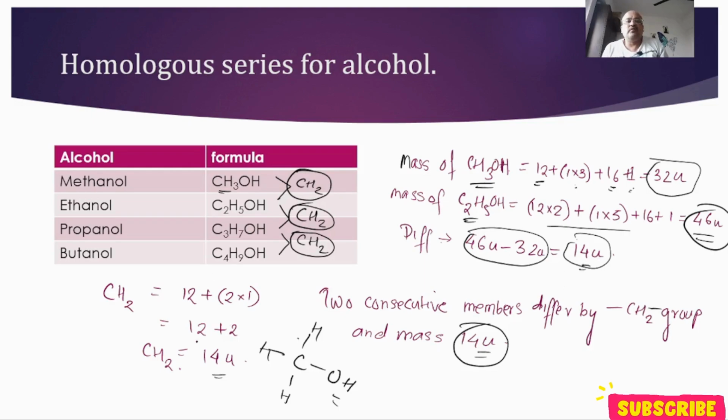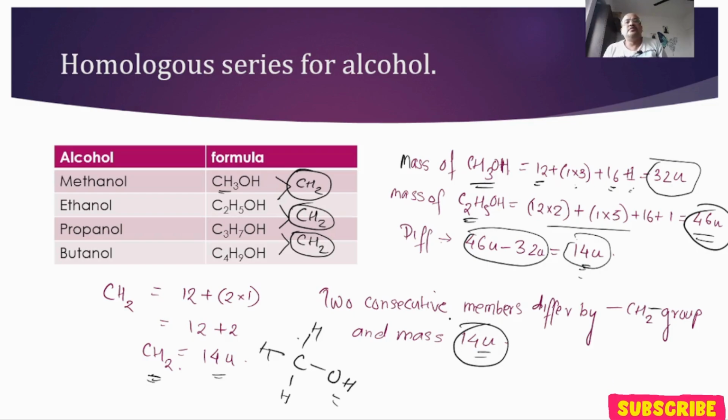Which is the same as that of this CH2 group. What does it prove? It proves that there is a difference of a CH2 group, one CH2 unit difference. Even if I do this with propanol and ethanol, I will get the same result, 14 atomic mass unit. So one unit of CH2 difference is there between them. So two consecutive members differ by a CH2 group and a mass of 14 atomic mass unit.